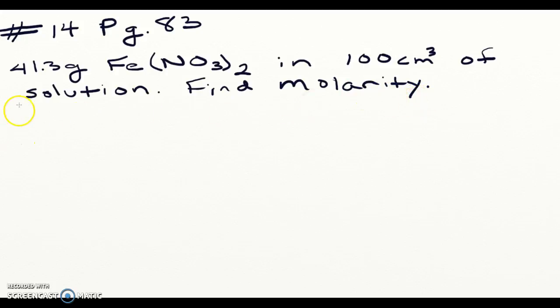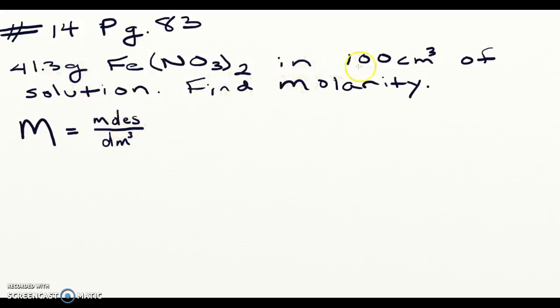So here we go. We were working a little bit of this in class today, so we're going to quickly review so that we can move through it. Molarity, capital M, stands for moles per decimeter cubed. It's the number of moles of the solute, which in this case is the iron nitrate. And so we need it in moles. We have 41.3 grams, so we're going to change it to moles.